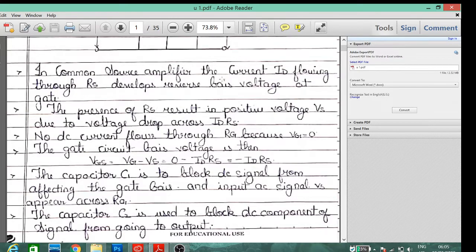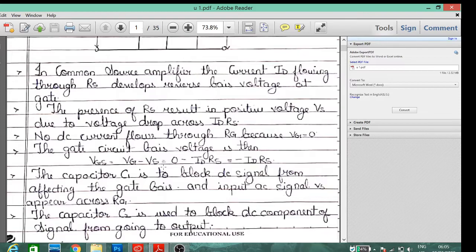Now, in the common source amplifier, the current ID flows through the RS and develops a reverse bias voltage at the gate. The presence of RS results in a positive voltage VS due to the voltage drop ID into RS. No DC current flows through the RG. Therefore, VG, the voltage at the gate, is equal to 0. Since VG is equal to 0, we have VGS equal to VG minus VS. VS, as we have described above, is nothing but ID into RS. Therefore, VGS is nothing but minus ID into RS.